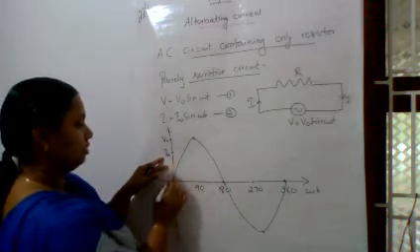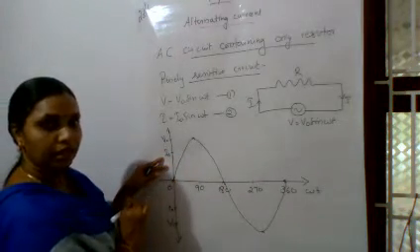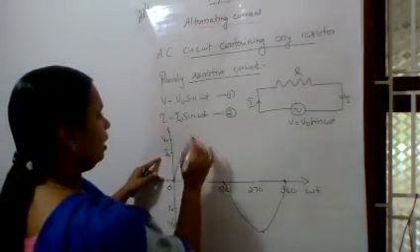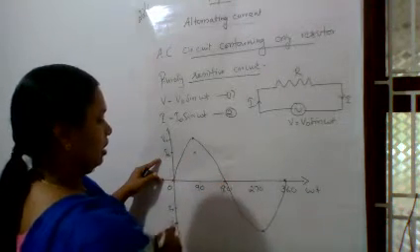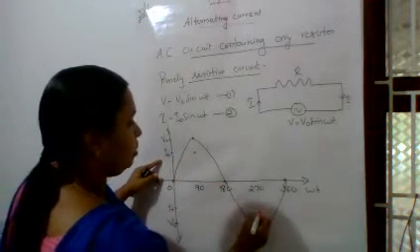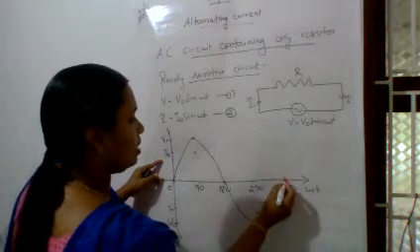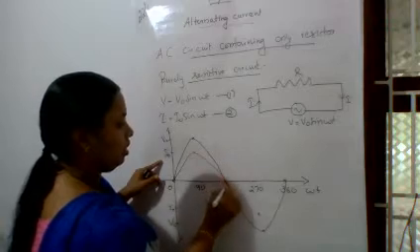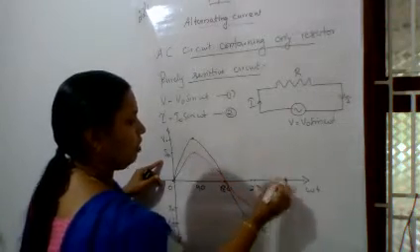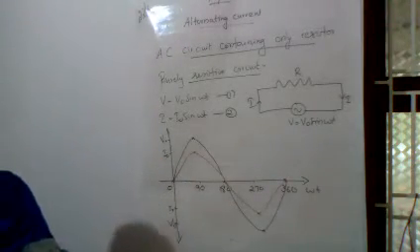Omega t = 0 means, where is the point? Here will be the point. It will be maxima, it comes here. 180, 0. Then 270, minus 1, and 360, 0. So joining the points, you will get the curve like this, isn't it?